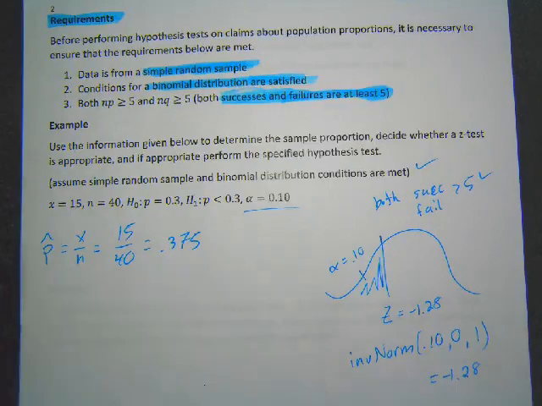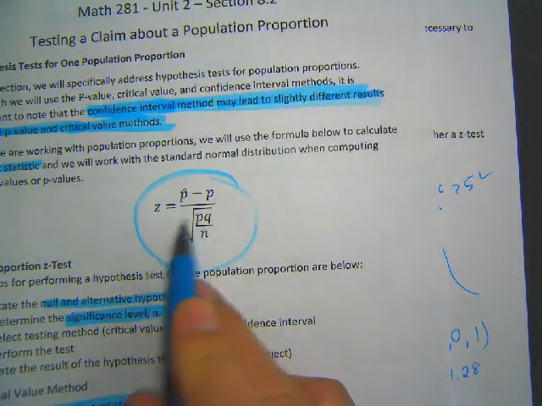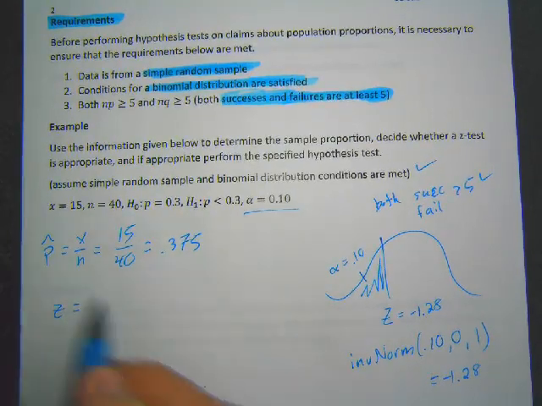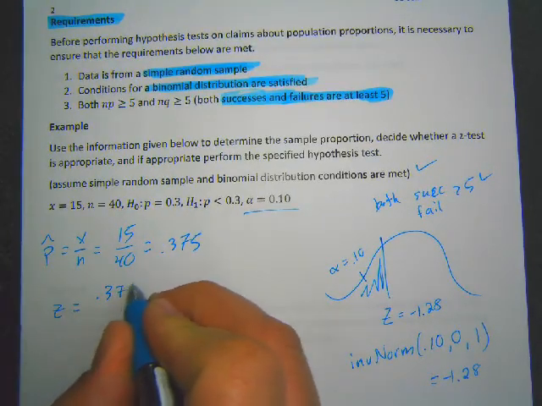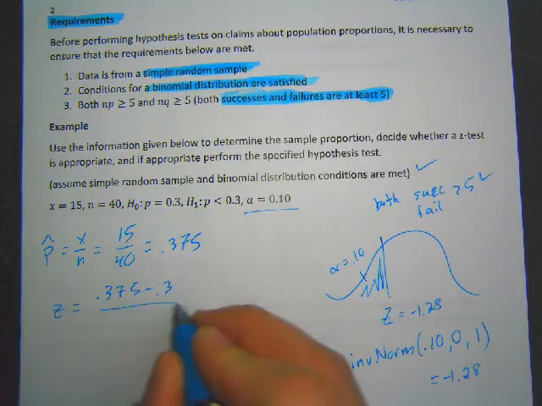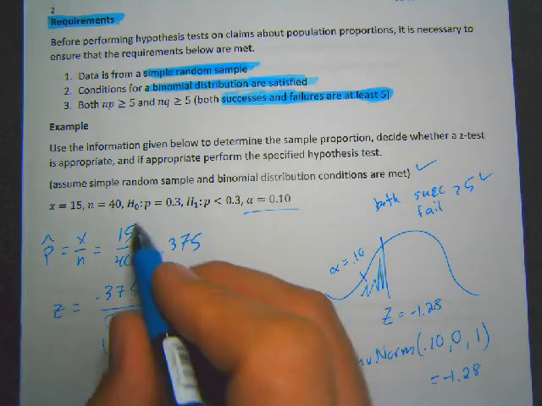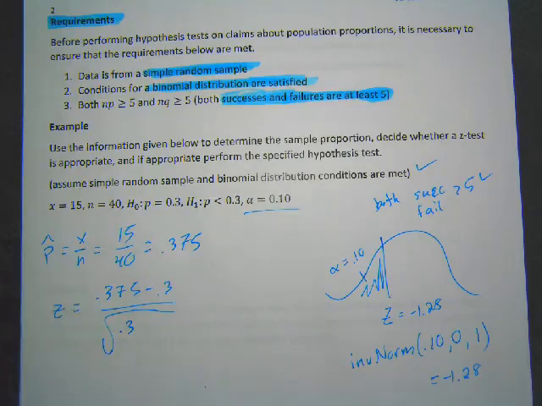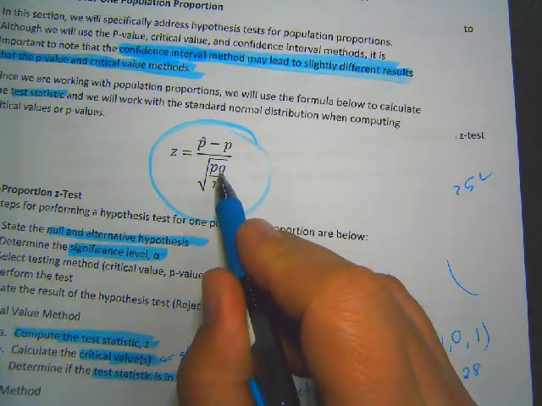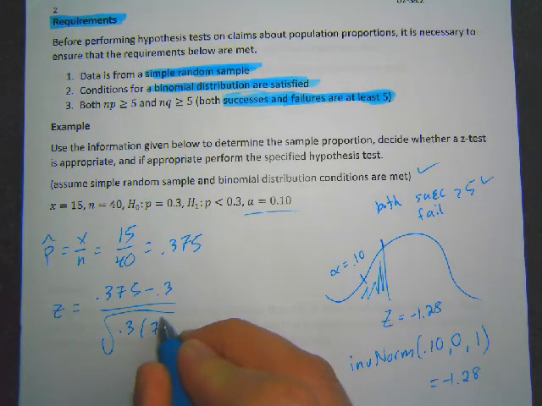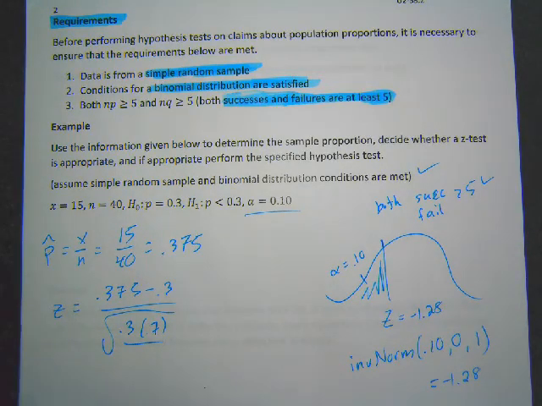So to find the test statistic, we use the formula, right? The formula for a test statistic. So we do Z is equal to P hat, which we said is 0.375, minus P, which is the 0.3, and that's the P given right there, over the square root of P, which is 0.3, times Q. Remember, Q is the probability of failure. So if we have a 0.3 chance of success, then the probability of failure would be 0.7. And then N, which is sample size, 40, would go at the bottom. So that's how we find the test statistic.